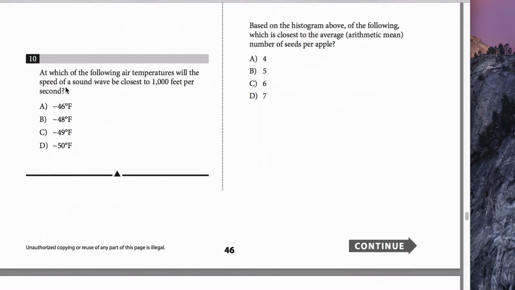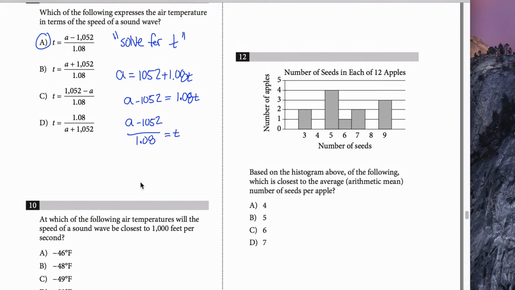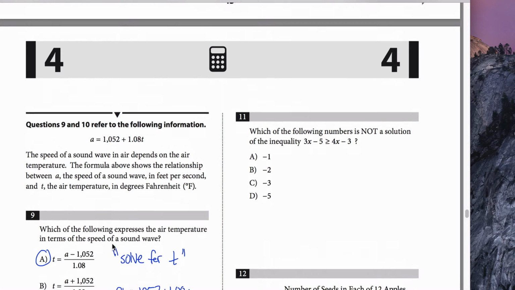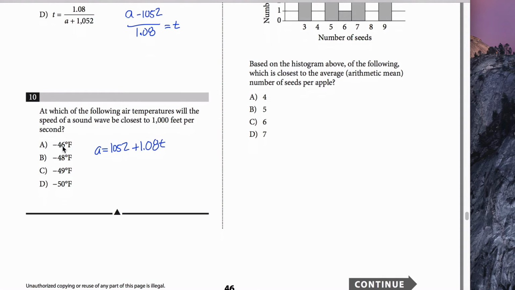Number 10. At which of the following air temperatures will the speed of sound be closest to 1,000 feet per second? Okay, so a few options in terms of what you can do here. I have this formula above, which maybe I'll copy so I don't have to keep rewriting it. A equals 1052 plus 1.08t. And remember, this tells you the speed for a given temperature. So what I could do is plug in all these different temperatures and figure out which one of those values will make A as close as possible to 1,000. Be one way you could solve this problem.